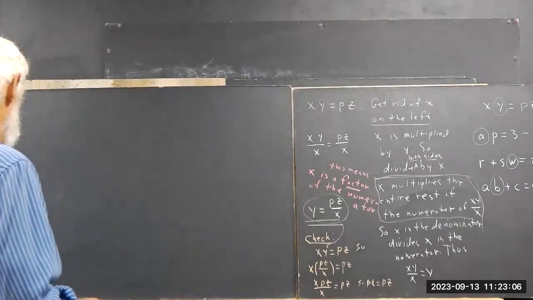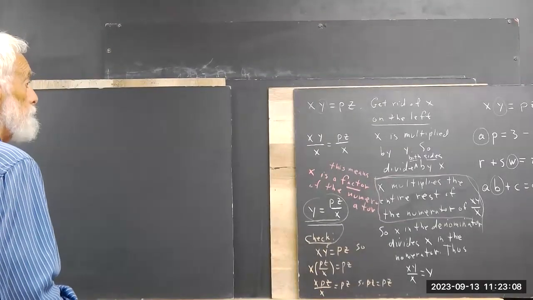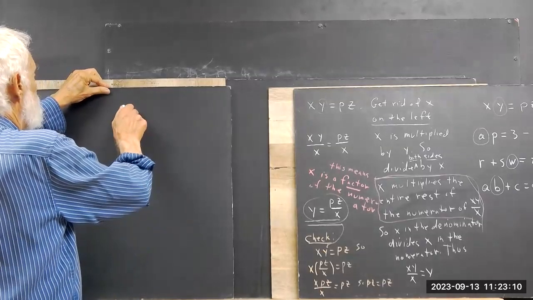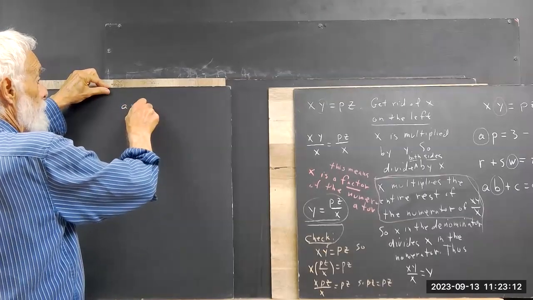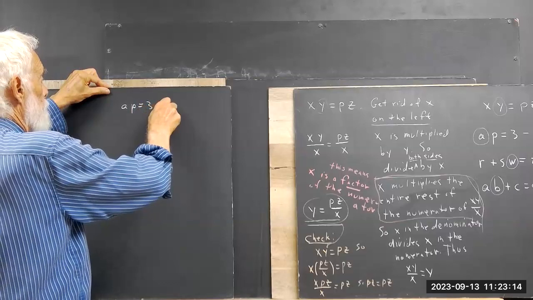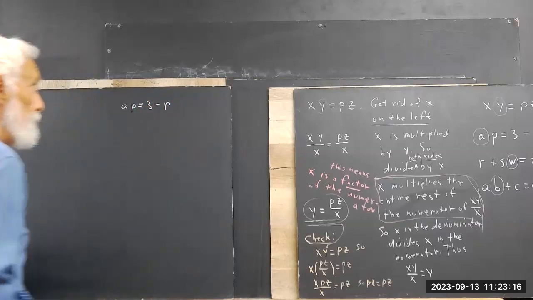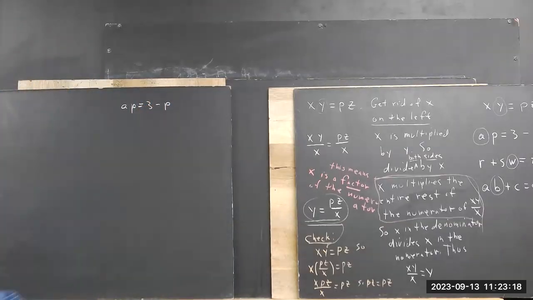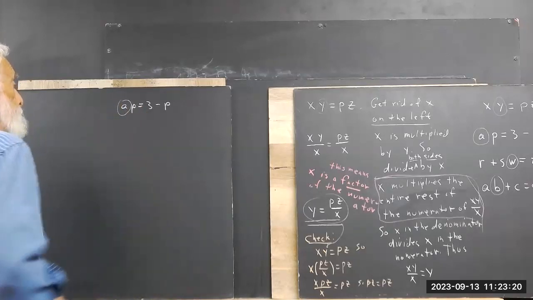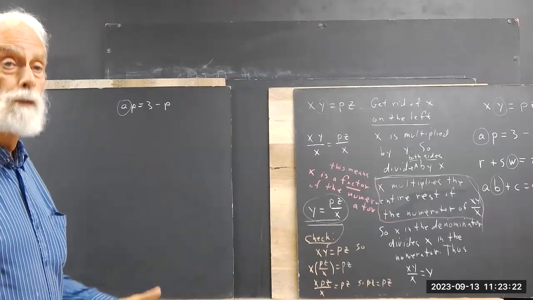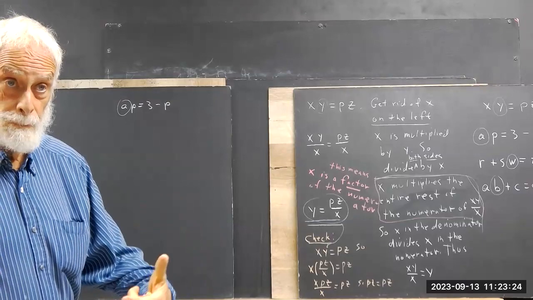We've got aP equals 3 minus P, and we're trying to solve for a. So what do we do? We divide both sides by P.